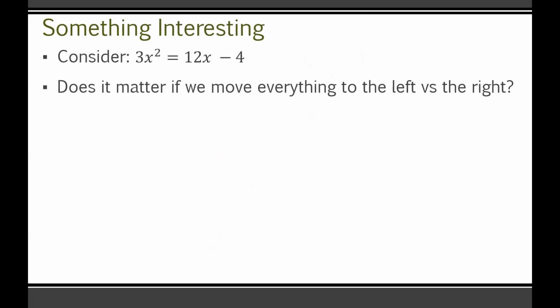So something just kind of interesting I want to illustrate to you. I want you to consider this: 3x squared equals 12x minus 4. Does it matter if we move everything to the left side of the equation versus everything to the right side of the equation? Well, here's what you've got to think about, right? Let's start by moving everything to the left side of the equation. So I'd have to minus 12x and add 4. That would give me 3x squared minus 12x plus 4 equals 0.